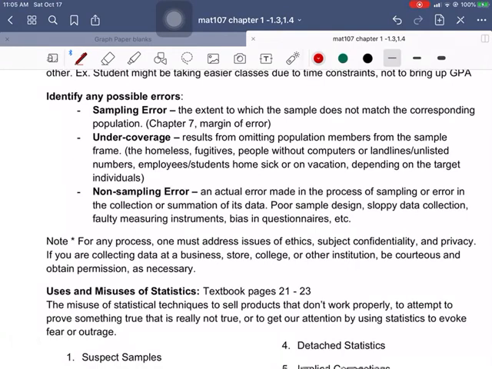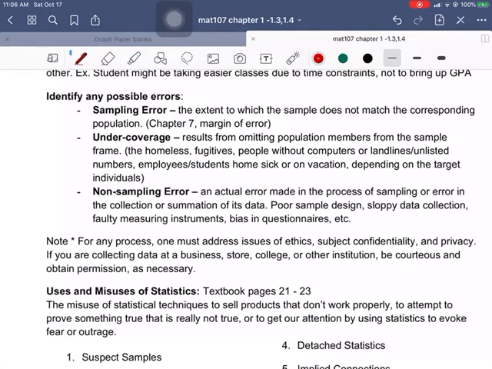Identifying possible errors. Sampling error is something that we're actually going to measure in Chapter 7: the extent to which the sample does not match the population. Something happened either when we got our random sample, and it didn't turn out to be great, or when we pulled the people from the population, something went wrong. Undercoverage results in omitting population members from the sample frame. So if you're the census people, you need to go under those bridges into the shelters. You need to find everybody. And if you have people overseas on vacation who never got the form, you're missing people.